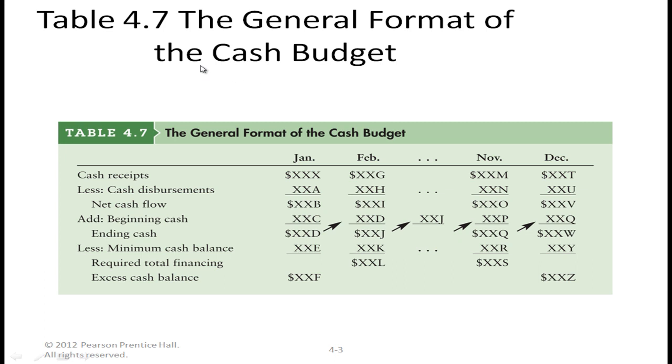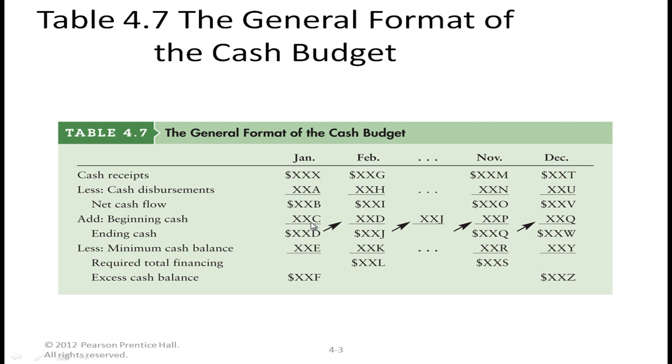So let's look at an example here. And this example comes from Principles of Managerial Finance by Gitman and Zutter. Now, here's the general form, which looks a bit confusing, but let's take a look. So you look at January, and you have a certain amount of cash receipts, and you have a certain amount of cash disbursements, okay, a certain amount of money you've paid out, and when you subtract the disbursements from the receipts, you have a certain net cash flow.